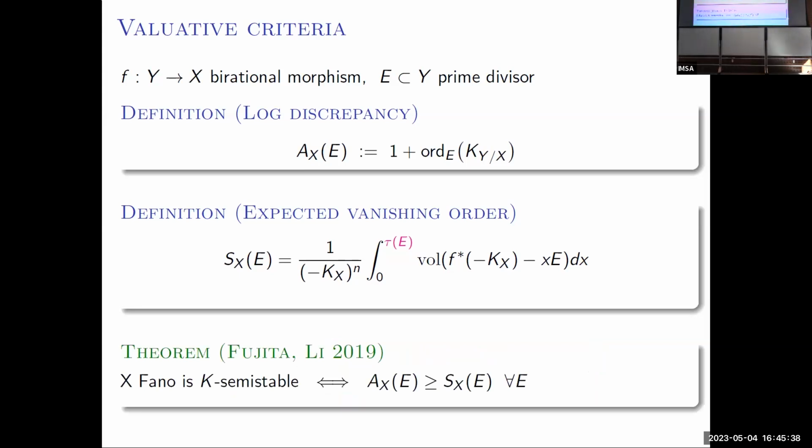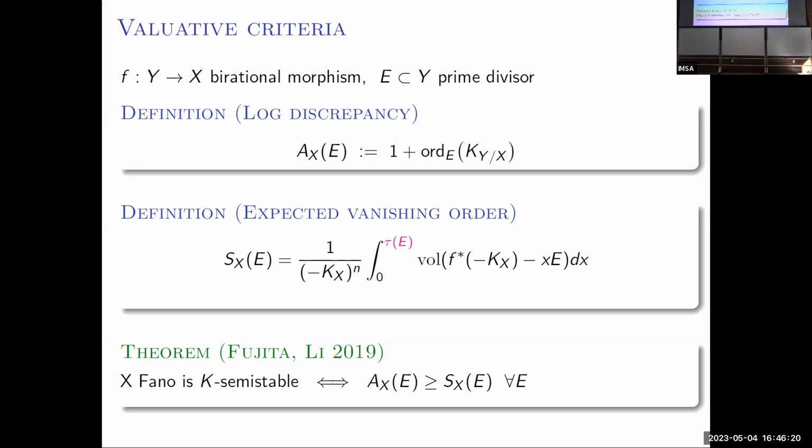And now I can explain this valuative criterion. This was proved independently by Fujita and Lee very recently, in 2019. They showed that a Fano variety is K-semistable if and only if the log discrepancy is greater than or equal to the expected vanishing order for every divisor E. And so this is a very good criterion to prove that X is not K-polystable, or does not have a Kähler-Einstein metric, because you just have to exhibit one divisor for which this inequality fails.